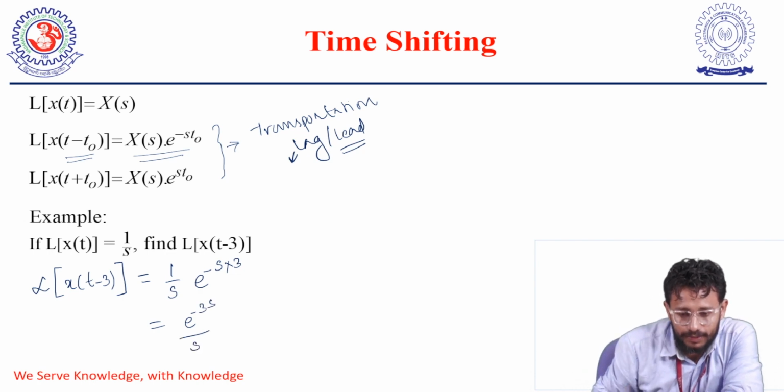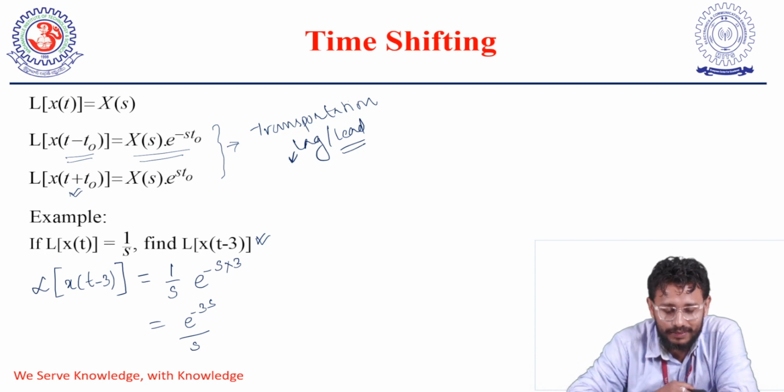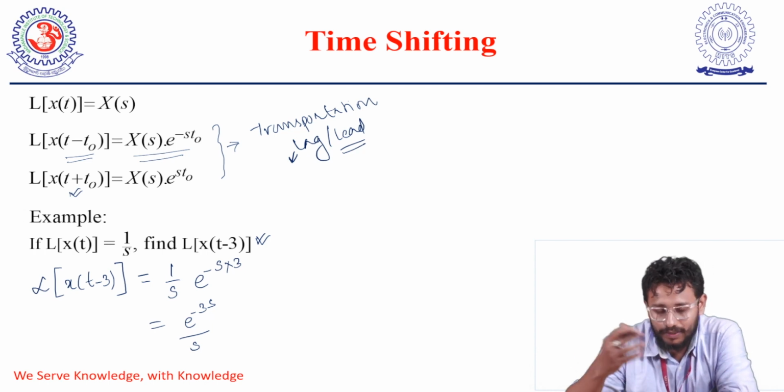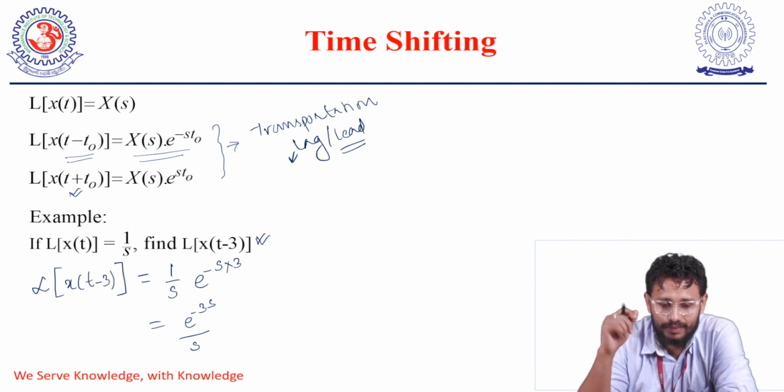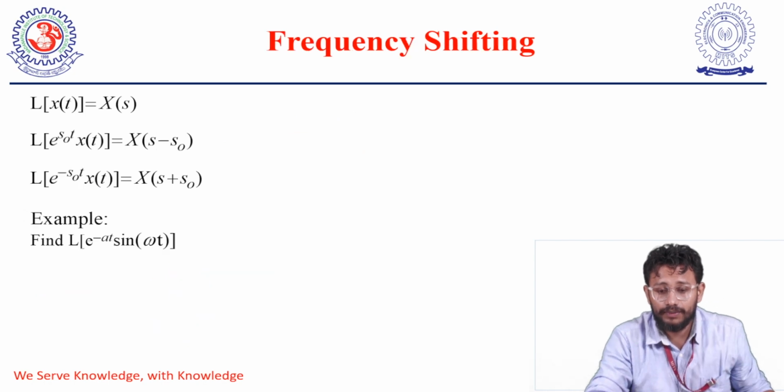Now here this is an example of, say, a right shift. This is an example of, say, a left shift, which we'll understand as transportation lead or transportation lag in later classes. Hope it's clear. Let's go for the next one.